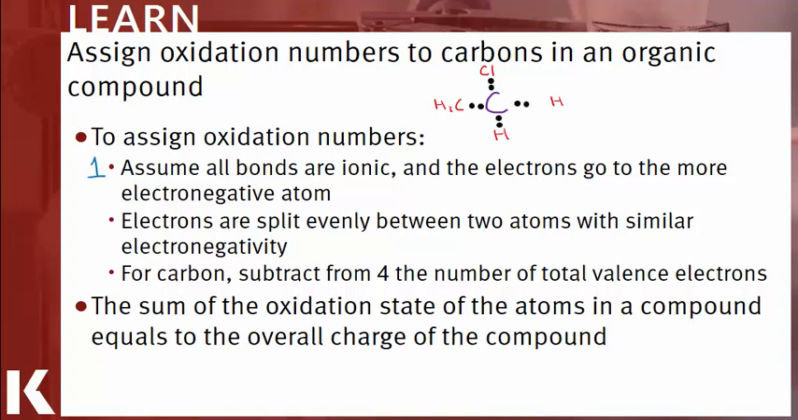Electronegativity follows a trend on the periodic table where electronegativity increases as we go from left to right and as we go from bottom to top. So an atom like fluorine in the top right will be more electronegative than hydrogen, since that's to the left of fluorine on the periodic table. Similarly, chlorine is more electronegative than carbon, so the electrons would go to chlorine. I'll make these electrons red to signify they belong to chlorine rather than carbon when assigning oxidation numbers.